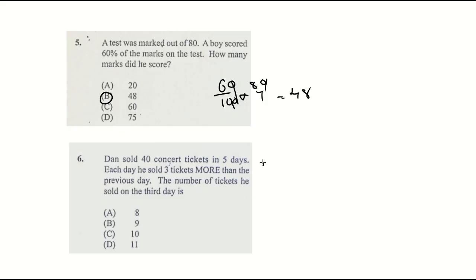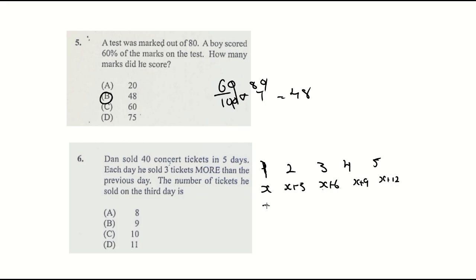So we have day 1, 2, 3, 4, 5, right? This is X, X plus 3, X plus 6. No, I was wrong. 6 plus 2 is 8. The answer would have been 8. Then X plus 9. Then this was X plus 12.